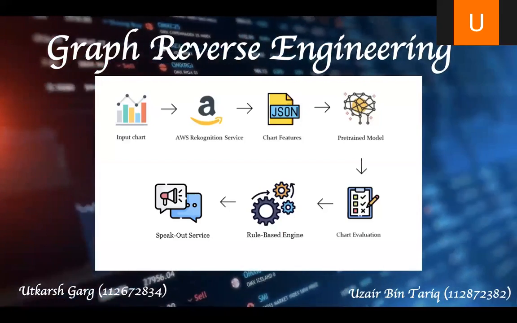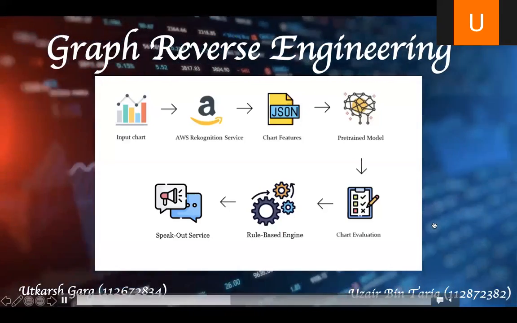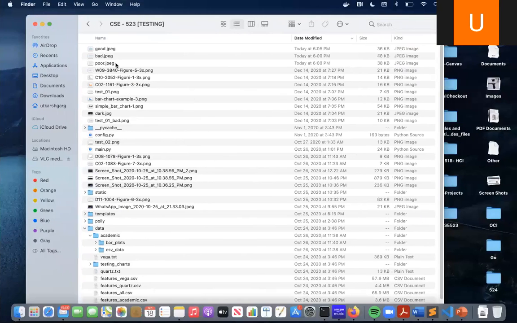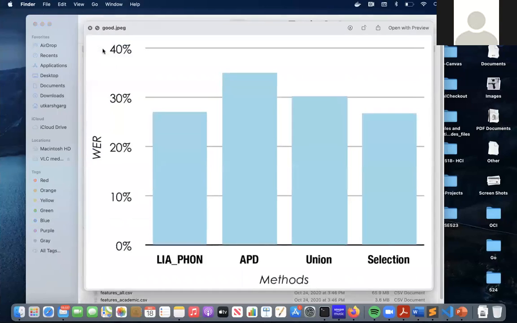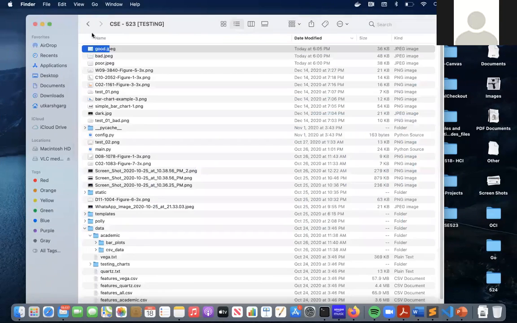So today for the demonstration, we have three charts, three sets of images, and Utkarsh will be giving the presentation from here onwards. Yep. So taking further from Uzair, I'll be demonstrating three images on which we'll be testing the demonstration. We'll start with a good image. This is an example of an image where we see all the labels, the x-axis title, the y-axis title, and the legends. They are all clearly classified and represented in a neat manner.